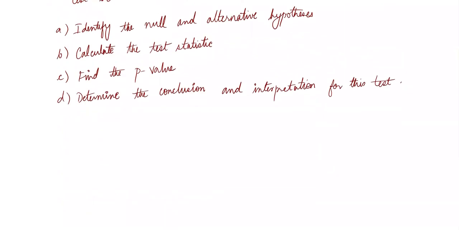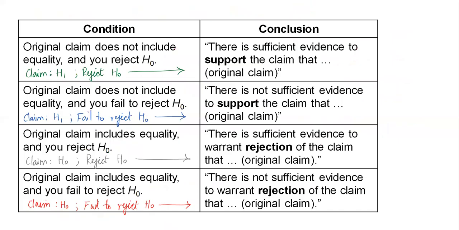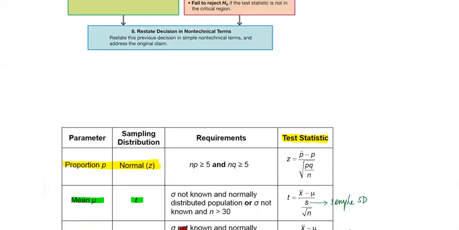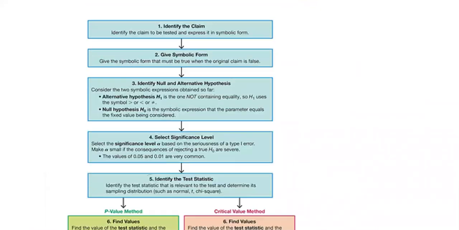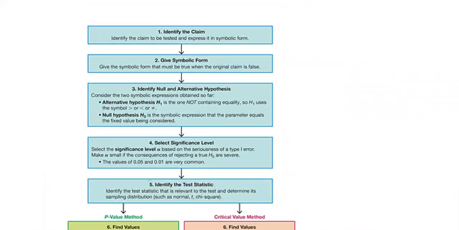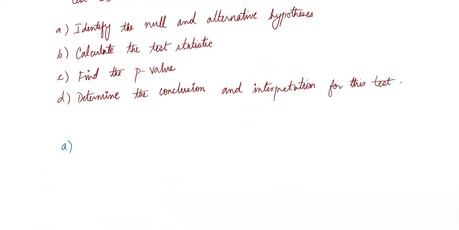So we'll start off with answering part A. Part A is identify the null and alternative hypotheses. Now this is technically step 3. Let me take you here. This is your step 3, identify null and alternative hypothesis. So you'll have to do indirectly steps 1 and 2 to even get to step 3, right? So let's do that here.